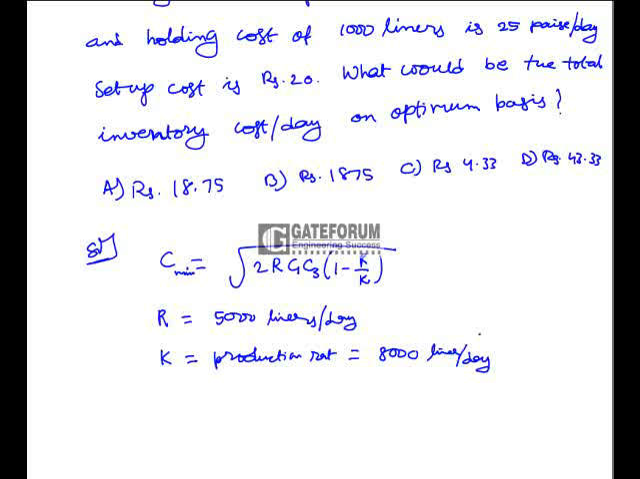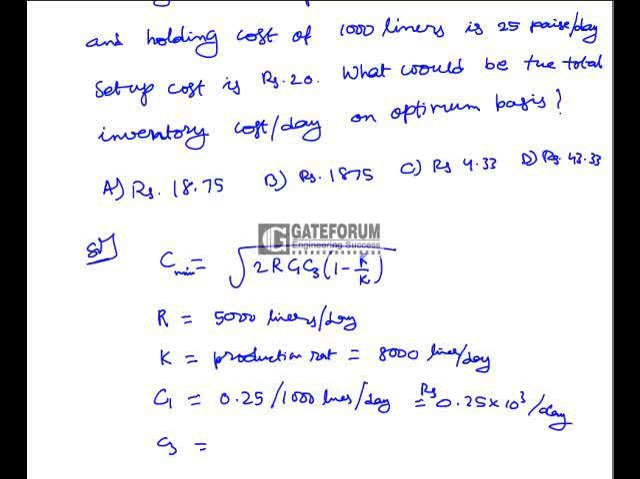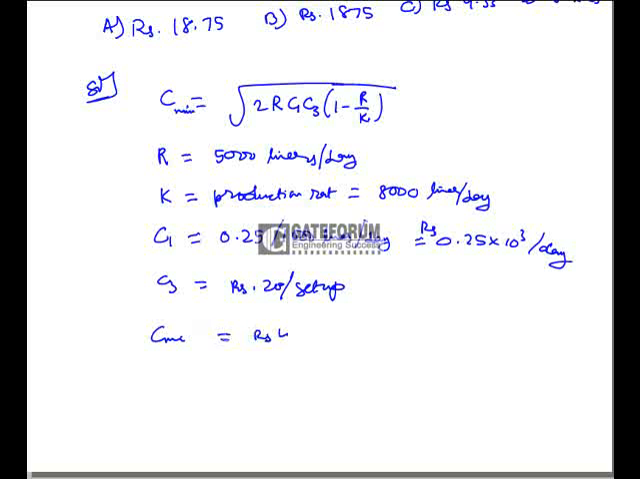And here the holding cost of 1000 liners is 25 paisa per day. So here C1 is equal to 0.25 per 1000 liners per day, that is 0.25 into 10 power of minus 3 per day. So it is in rupees, and C3 is the setup cost, that is equal to 20 rupees per setup. So now substitute all these values in the given equation, which gives a value of 4.33 rupees per day. This is called inventory cost per day. So in the option, the right option is C.